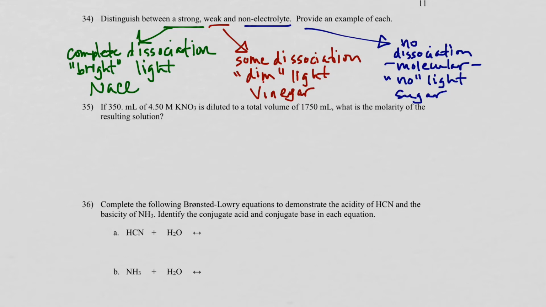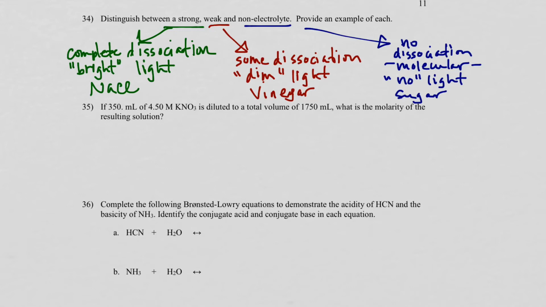And last but not least, a non-electrolyte. A non-electrolyte is chemically different. It is a molecular compound. So there is no dissociation of ions because there's no ions to dissociate. They are molecules. They remain as molecules when they dissolve in water. With the electrolyte tester, you will see no light up, and a good example of this is sugar.